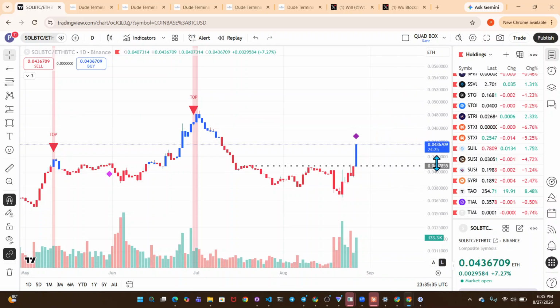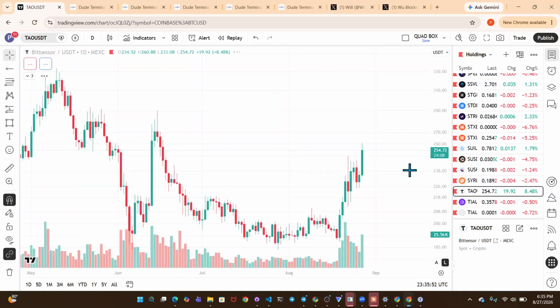But yeah, I really do think that some of these DAT plays, assets that have DATs, such as Solana, Hype, are going to do pretty well. And they look strong. And I think there's just a lot of good catalysts coming out and a lot of good developments going on in the crypto ecosystem.